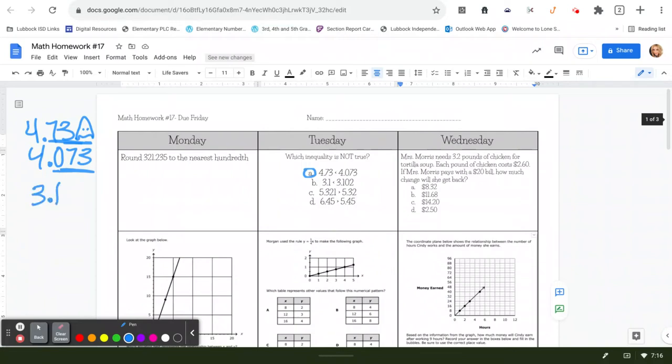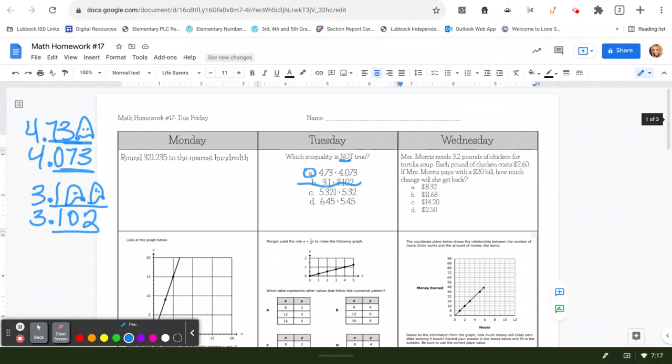3 and, am I in the right homework? Yeah. Okay, 3 and 1/10 is less than 3 and 102 thousandths. When you put in your phantom zeros, you can see that is true. 100 is less than 102. We're looking for not true.